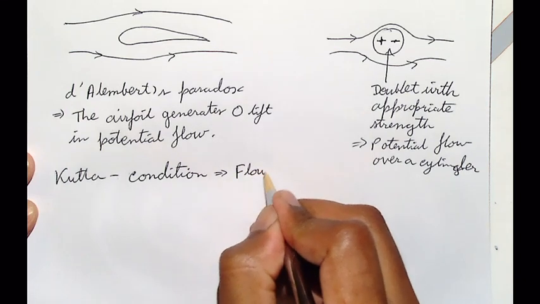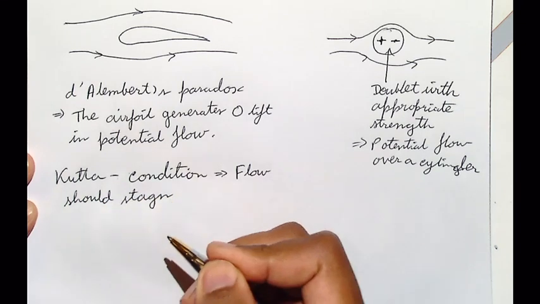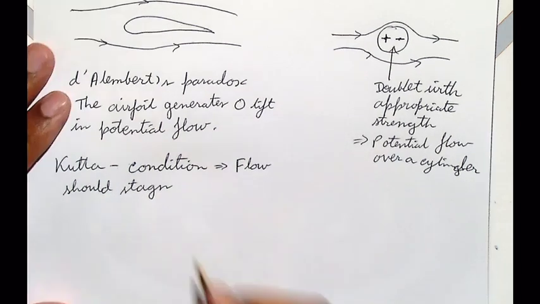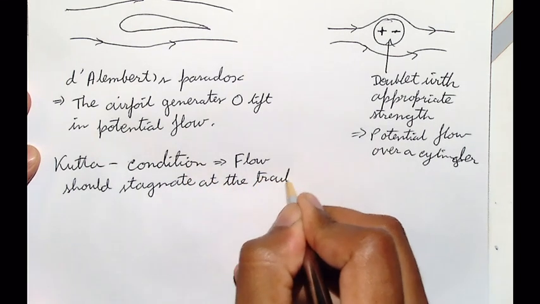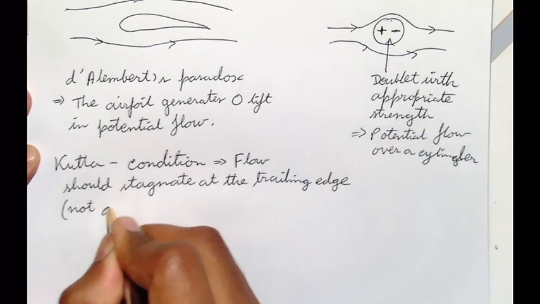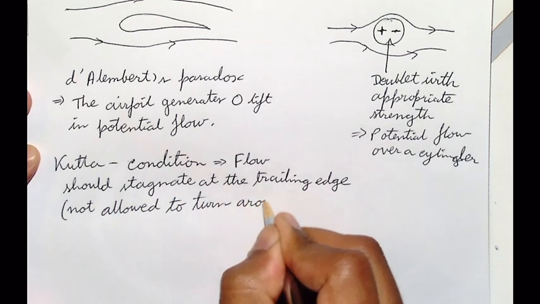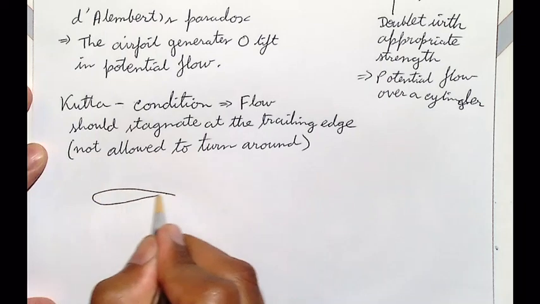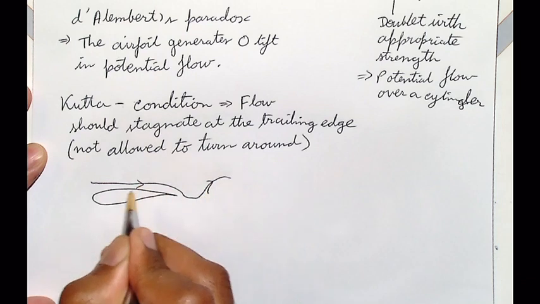flow should stagnate where? Have you heard of this before? No? Okay, so he basically said that flow should stagnate at the trailing edge. Not allowed to turn around. Okay, so before you apply the Coulthard condition, the flow might look very strange at the trailing edge.